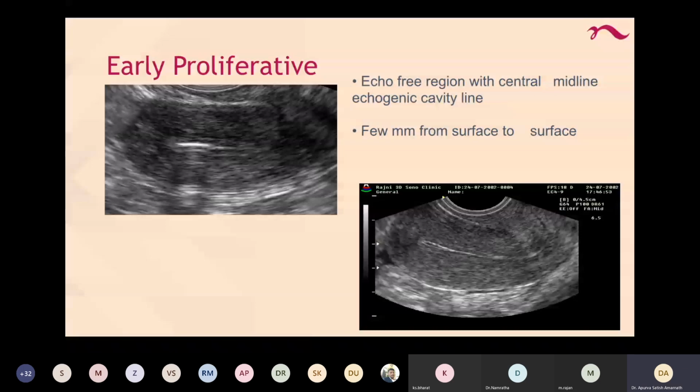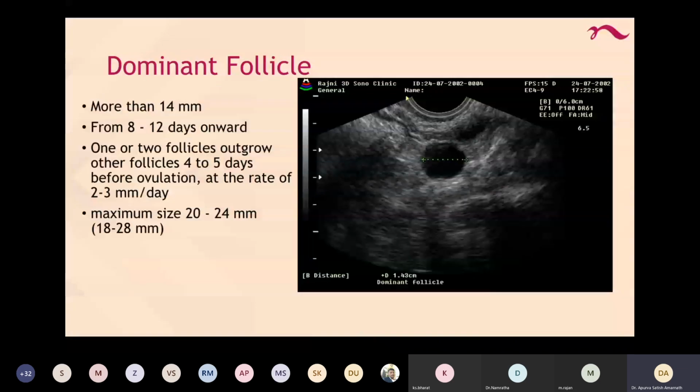Next comes how the dominant follicle would look. A dominant follicle usually appears anywhere between day 8 to day 12, depending on the cycle length of the woman. And any follicle above 14 millimeters is considered a dominant follicle. 1 or 2 follicles usually outgrow the other follicles 4 to 5 days prior to ovulation at the rate of 2 to 3 millimeters per day. They can reach a maximum size of about 20 to 24 millimeters, with the range being anywhere between 18 to 28 millimeters prior to ovulation.